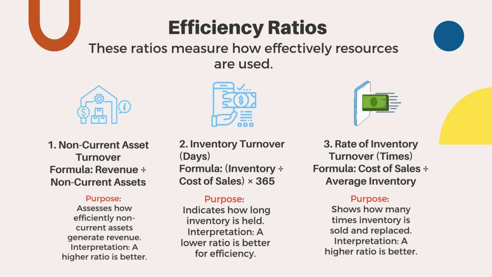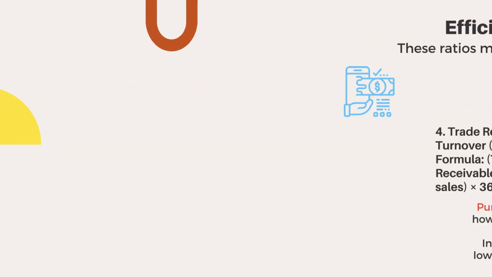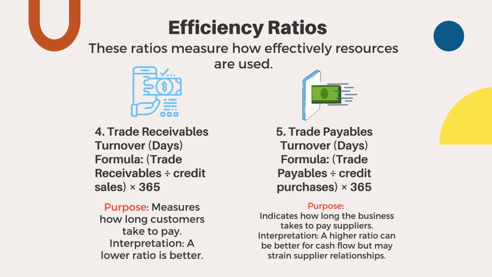3. Rate of inventory turnover, times. Formula: cost of sales divided by average inventory. Purpose: shows how many times inventory is sold and replaced. Interpretation: a higher ratio is better. 4. Trade receivables turnover, days. Formula: trade receivables divided by credit sales, times 365. Purpose: measures how long customers take to pay. Interpretation: a lower ratio is better.